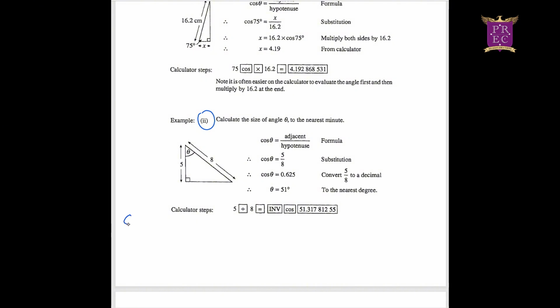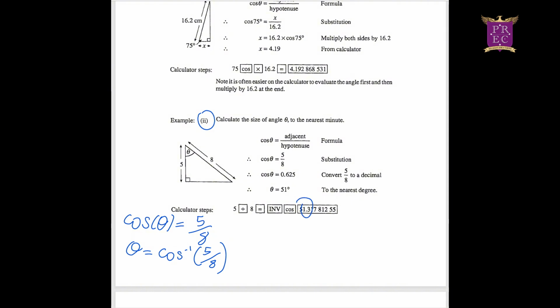Okay, cos theta is equal to adjacent over hypotenuse. What's adjacent here? It's 5 because it's the side with both the reference angle and the right angle. And the hypotenuse is 8. Now, how do we find the theta value? Because before we found the side lengths, but now we need to find the angle. So to find the angle, what do we do? We make theta the subject. Theta is equal to, we're taking cos over to the other side, which makes it cos inverse 5 over 8. Put this in the calculator, it should give you something like 51.3132.